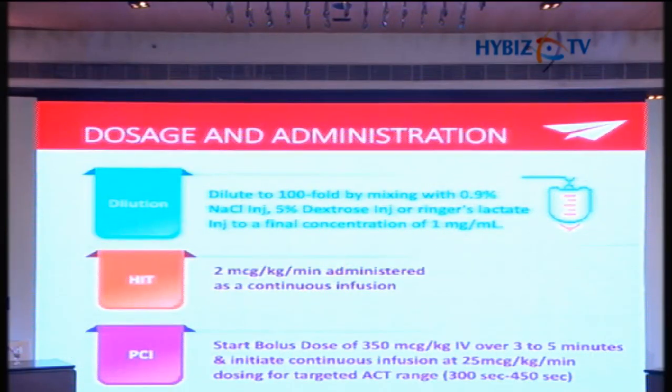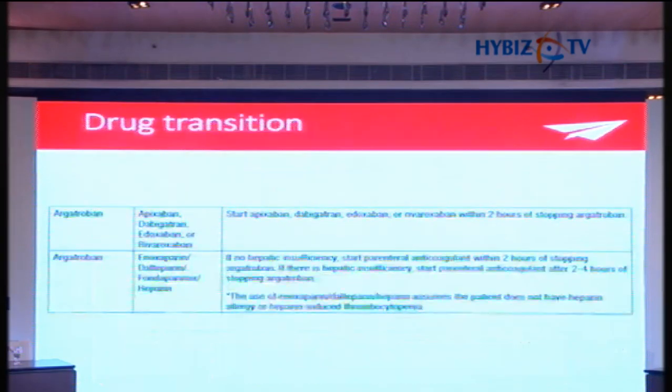The dosage: it can be diluted either with dextrose or normal saline. In HIT, it is 2 microgram per kg per minute administered as a continuous infusion. You have to monitor by measuring the APTT, keeping it around 1.5 to 3 times. For PCI, start a bolus of 350 microgram per kg over 3 to 5 minutes and initiate continuous infusion at 25 microgram per kg per minute. Dose to be adjusted as per ACT to keep it between 300 to 450.